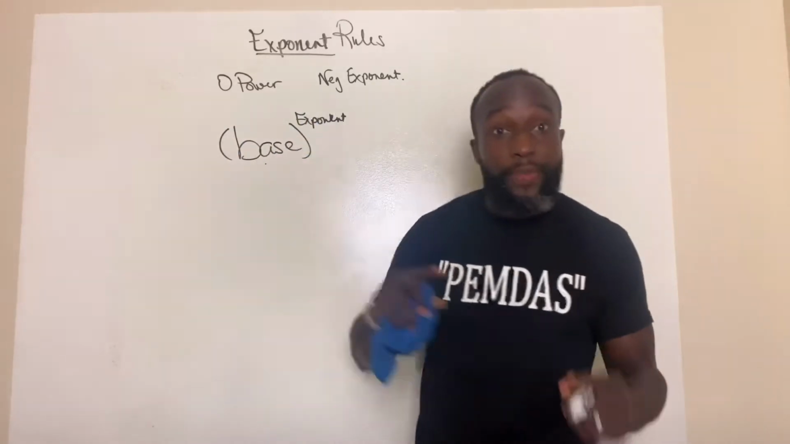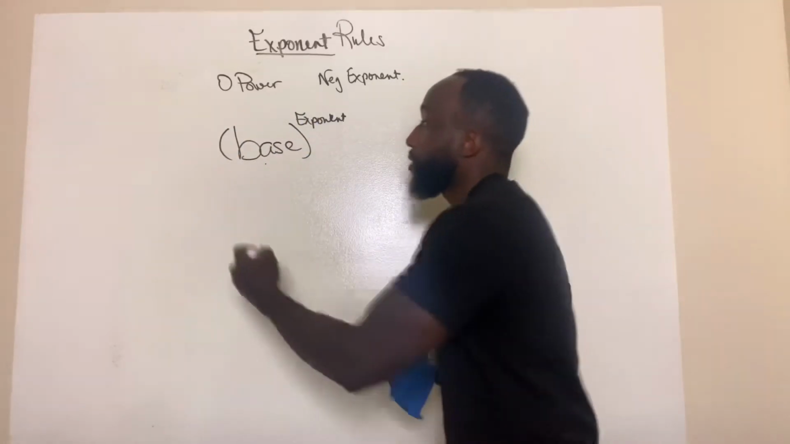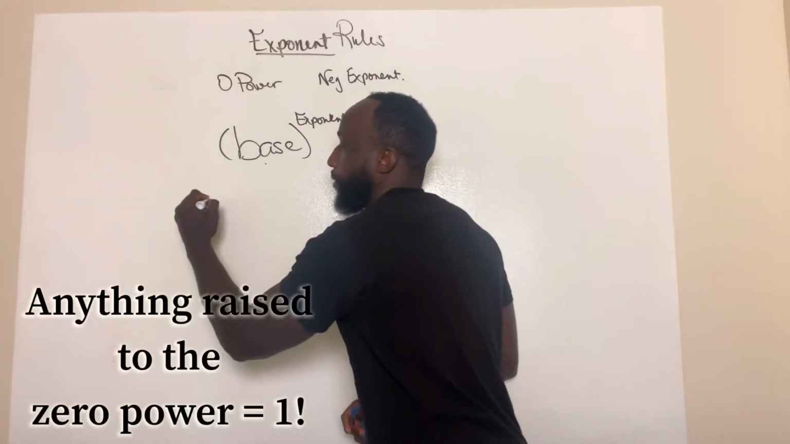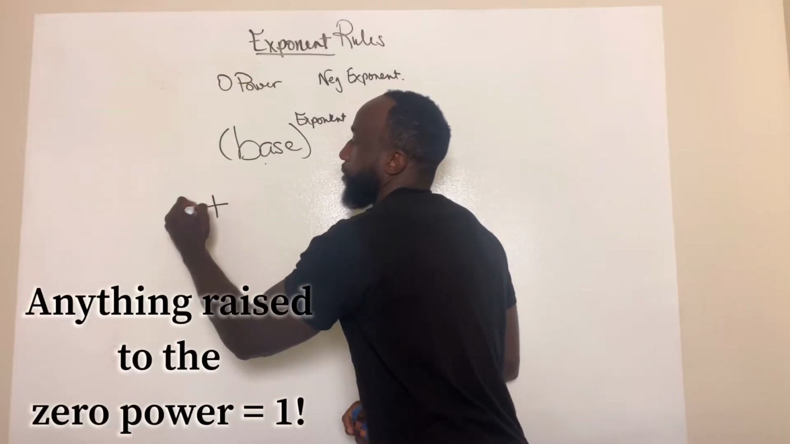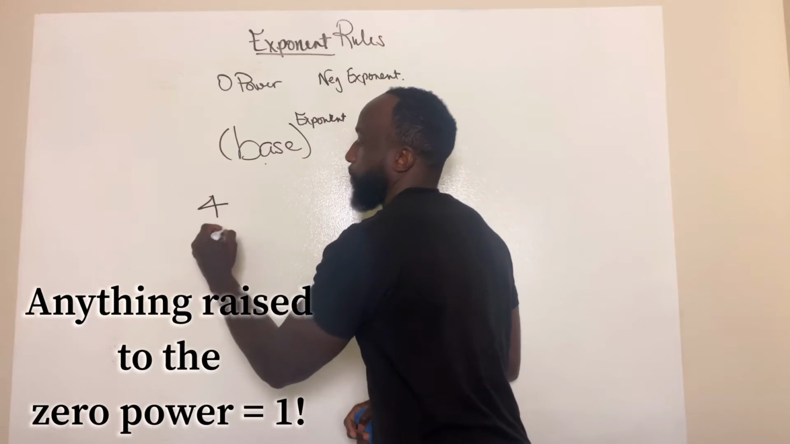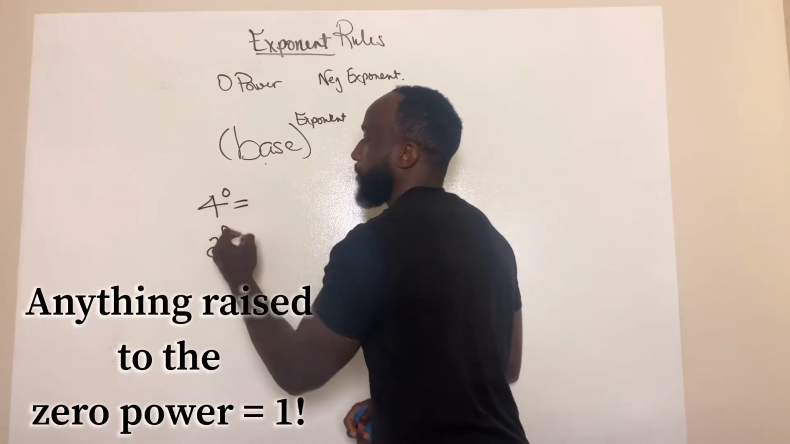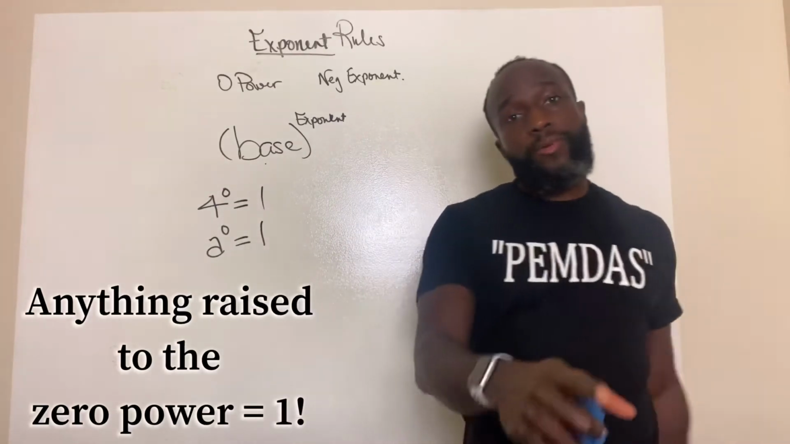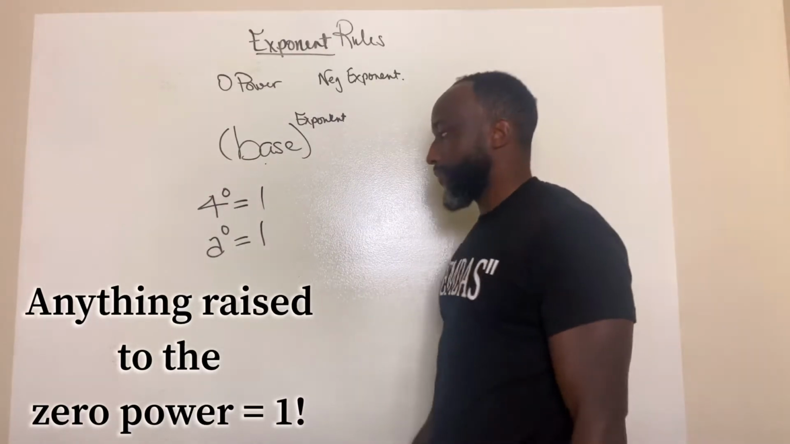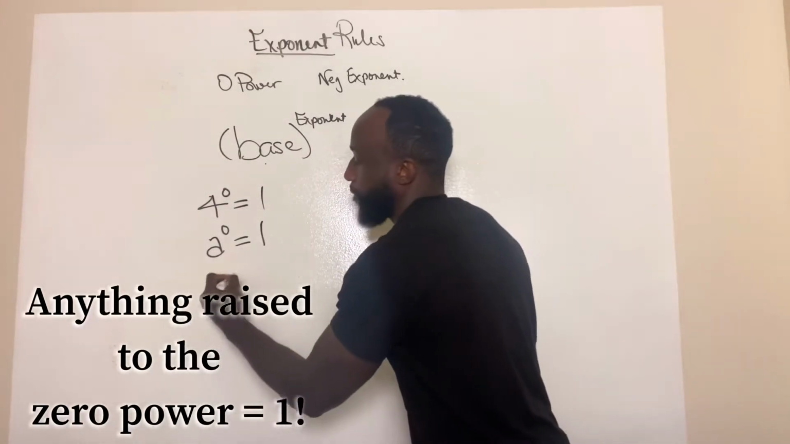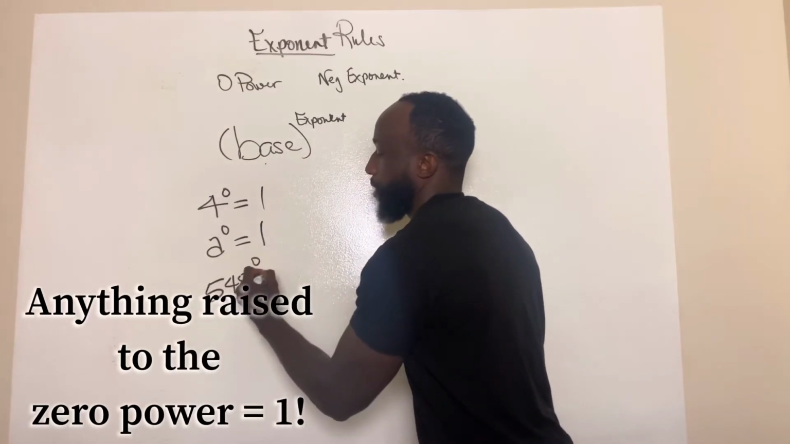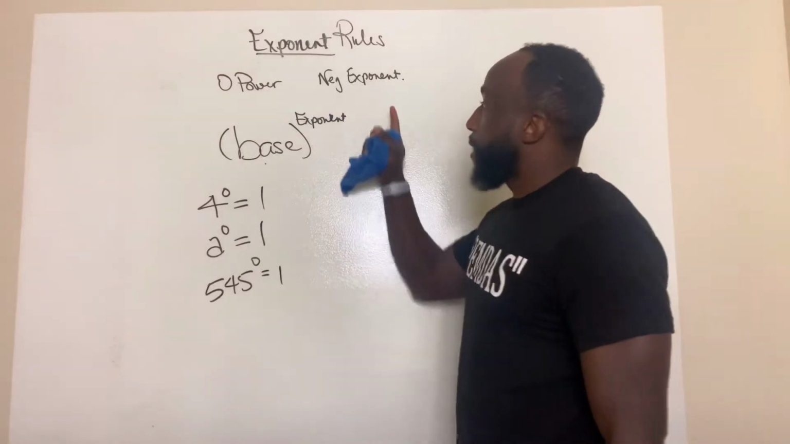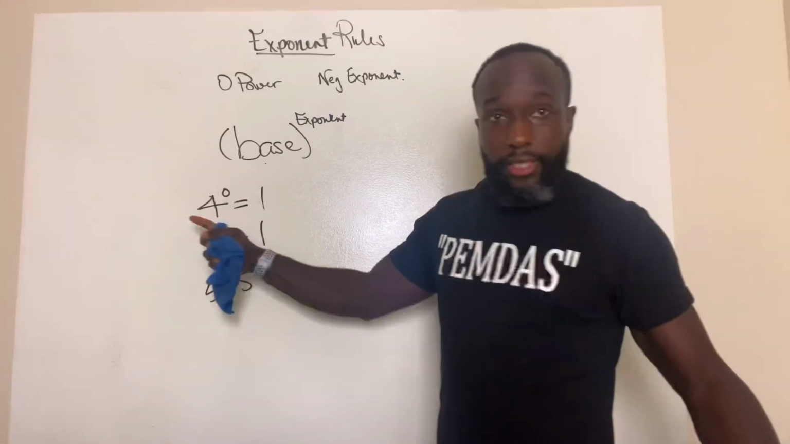Now, these are special situations. Here's your rule: anytime a number or a variable is raised to the 0 power, the answer is 1. Anything raised to the 0 power is 1. No matter how big the number is, if it's raised to the 0 power, it's 1. That's it in a nutshell.